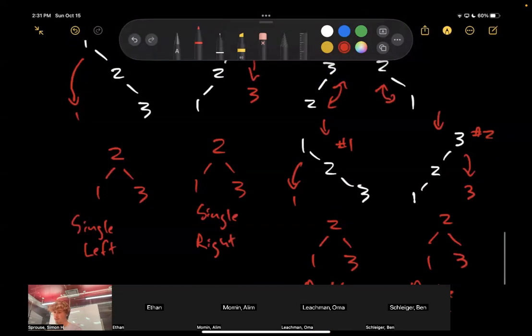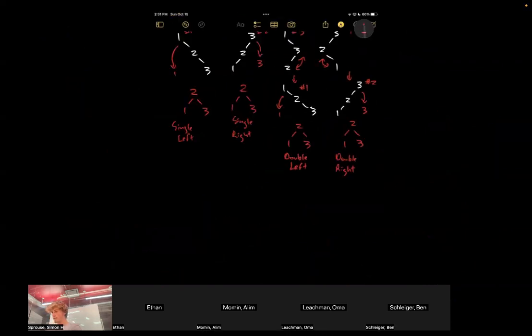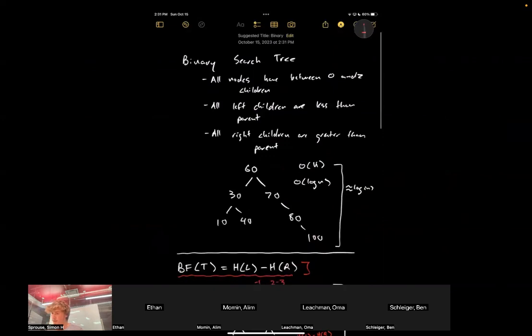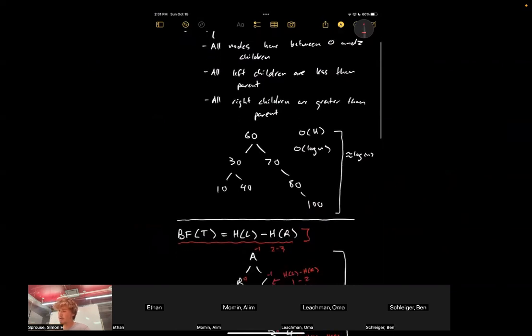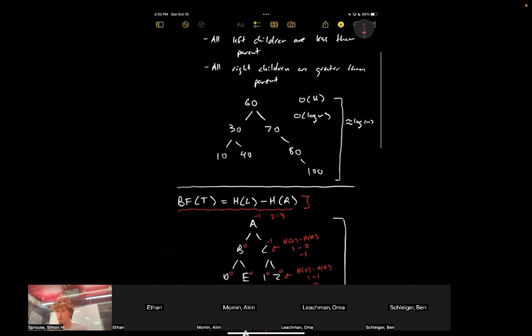Okay, so I just threw a bunch of information at y'all. If y'all are still with it, thank you for paying attention so long. Quick summary. So a binary search tree, the formalized definition is that all nodes have between zero and two children. All left children are less than the parent. All right children are greater than the parent. The height of the tree is important because that dictates the runtime for insert, erase, and so forth.